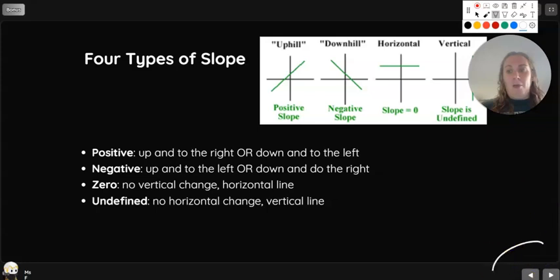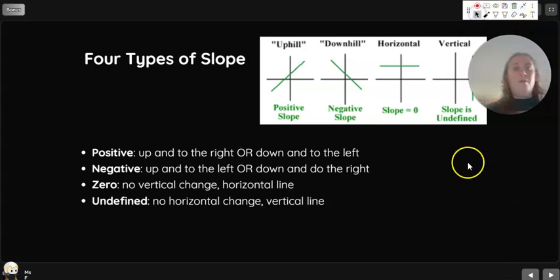Just to show you, in the bottom right corner, there are these arrows you can use to flip through the slides. So positive goes up from left to right. Negative goes down from left to right. 0 slope is no vertical change. It is only a flat horizontal. And undefined is a vertical line. There's no horizontal change. It is just going up and down.